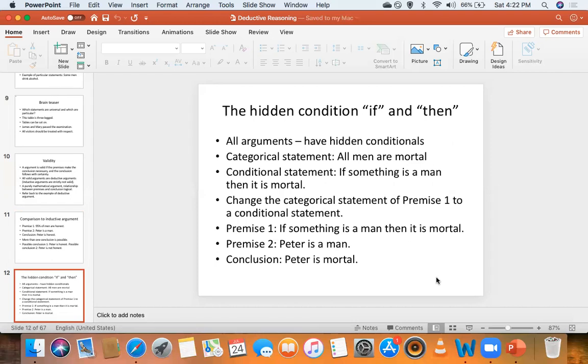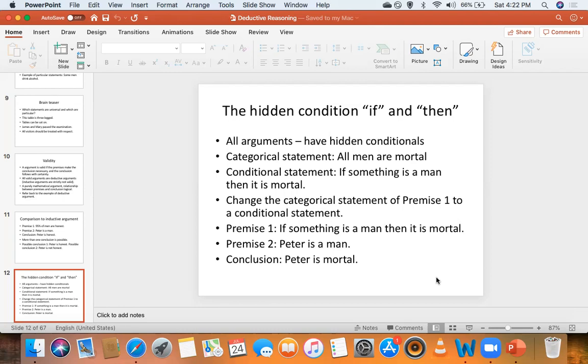We said, when you're looking at a deductive argument, you try to convert all the premises into conditional statements. You'll find out that it is only one premise that you can convert into a conditional statement. It is that one premise that you now divide into antecedent and consequent. The first part of the sentence is usually the antecedent, the second part is usually the consequent.